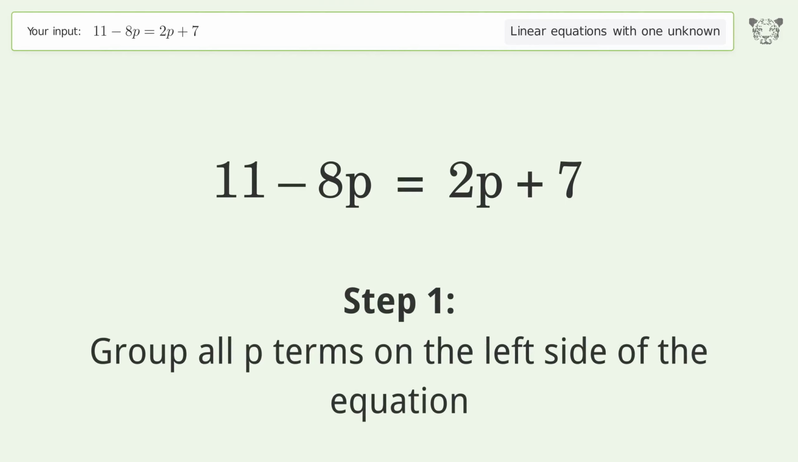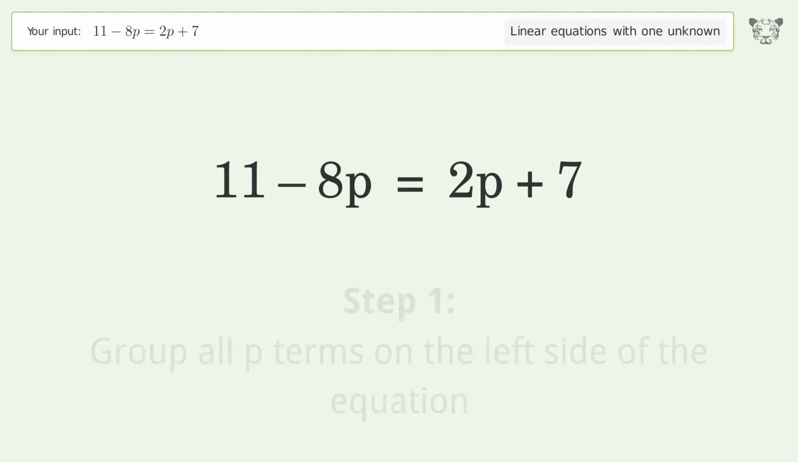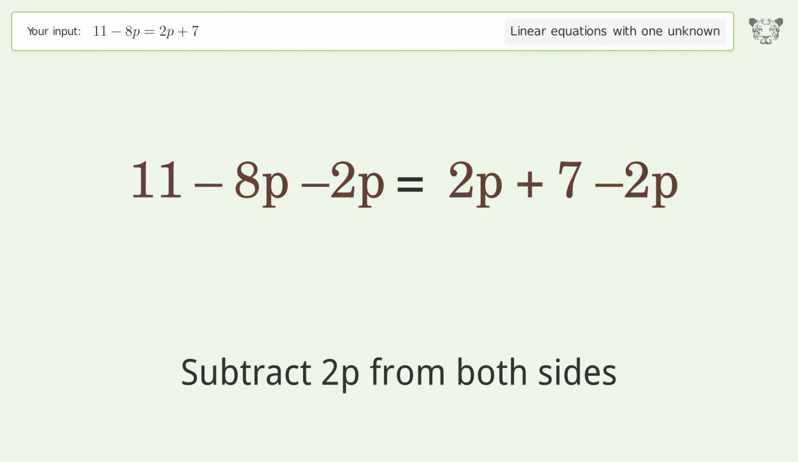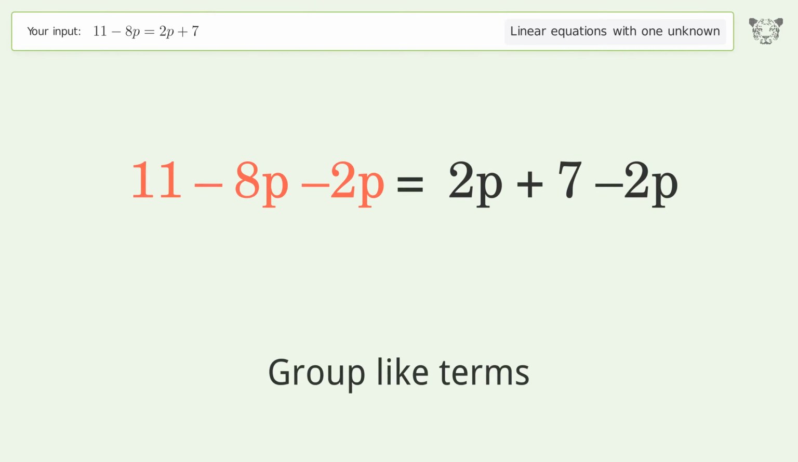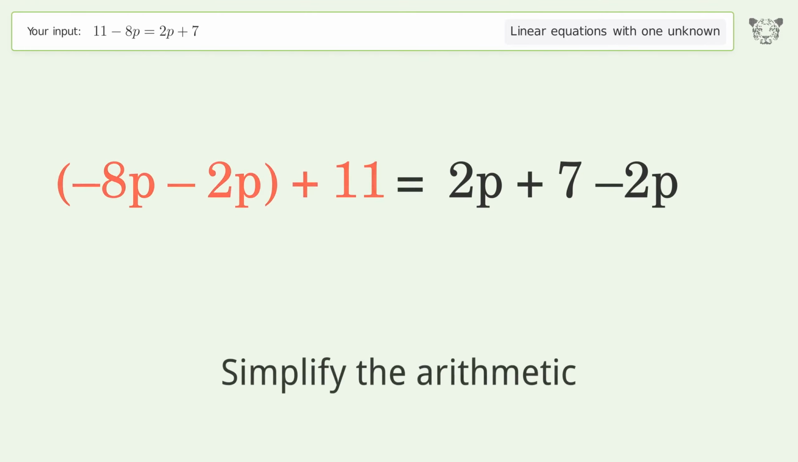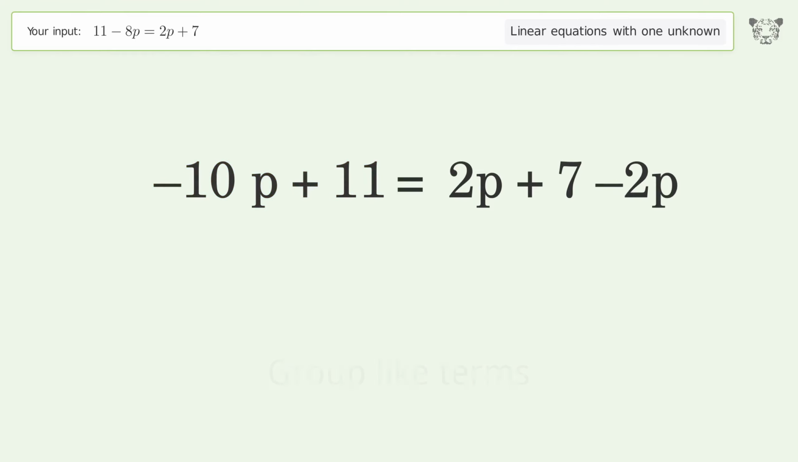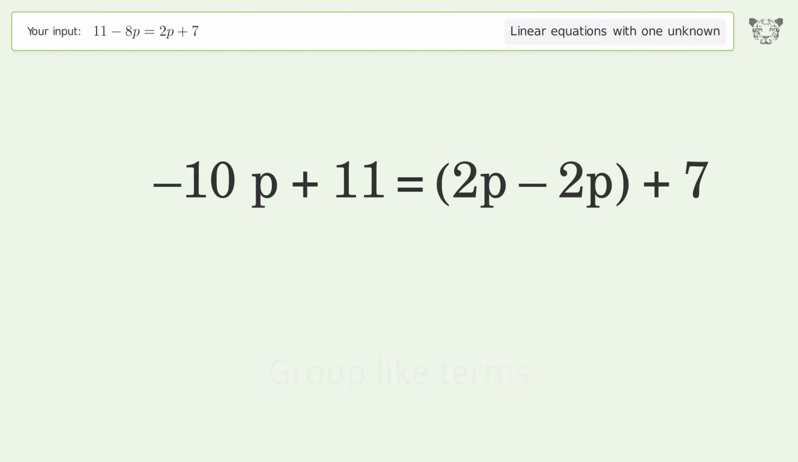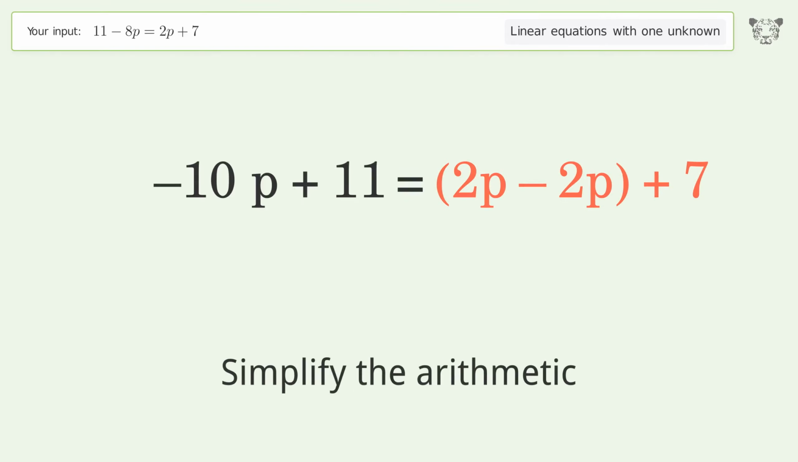Group all p terms on the left side of the equation. Subtract 2p from both sides. Group like terms. Simplify the arithmetic. Group like terms. Simplify the arithmetic.